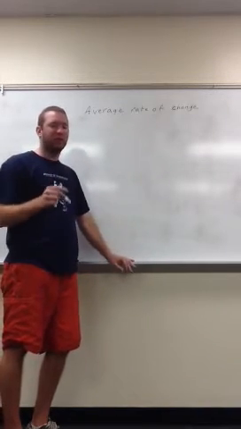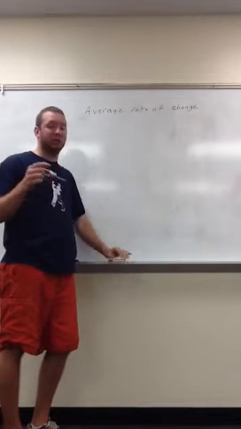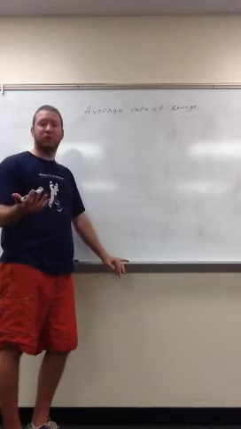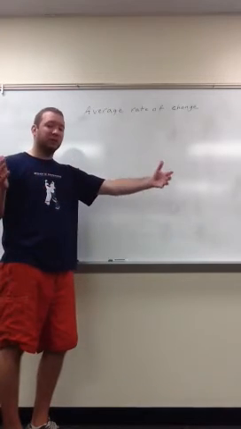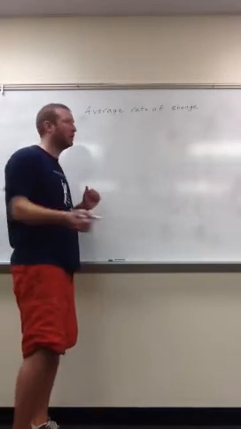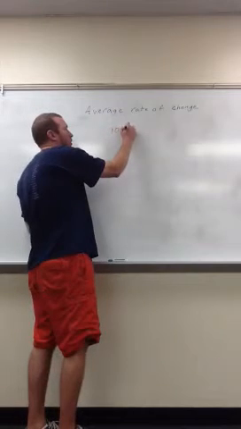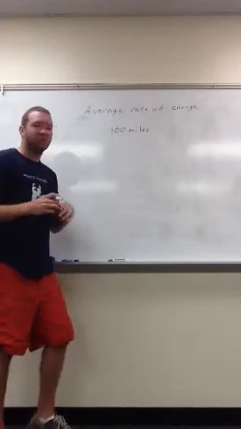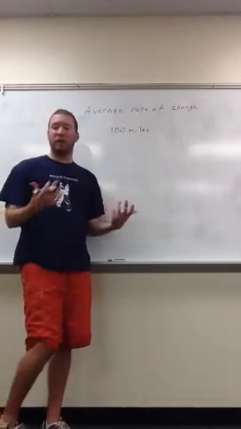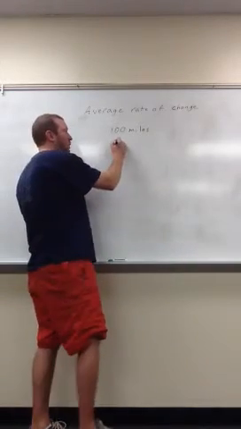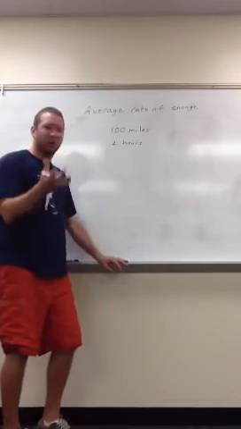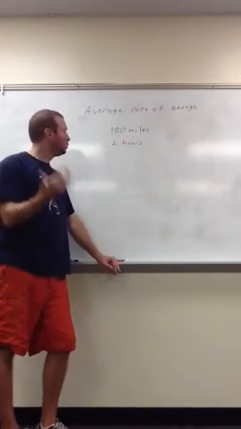If we wanted you to find the average rate of change, or in essence your average speed to grandmother's house, you need to know basically two things. What's the total distance you traveled? Let's say you traveled 100 miles to grandma's house. The second thing you would need to know is the total time. Let's say that took 2 hours.